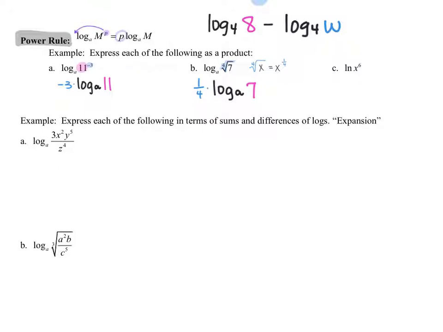ln of x to the sixth power is going to be 6 times ln of x. Remember, we can say ln or we can say the natural log. So the natural log of x to the sixth power is equal to 6 times the natural log of x.